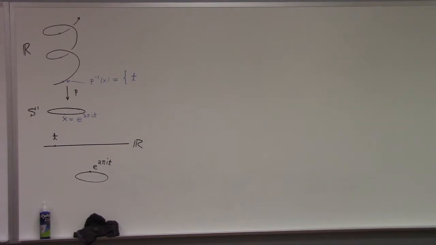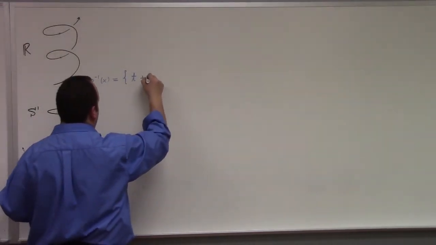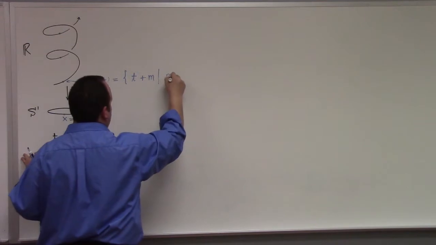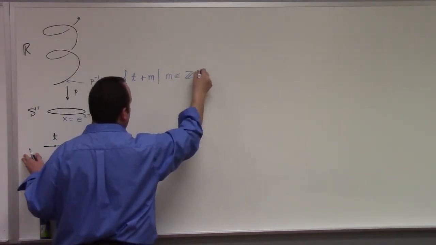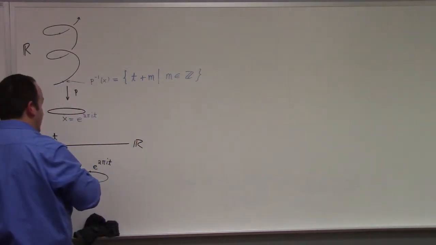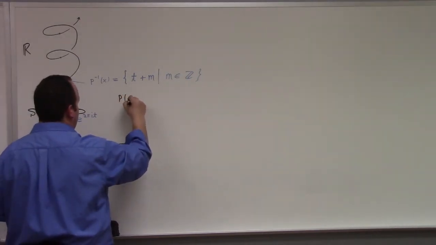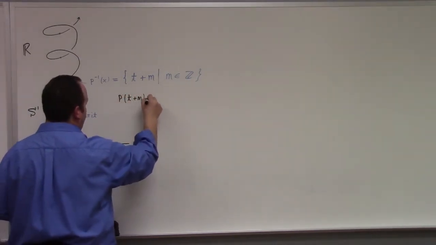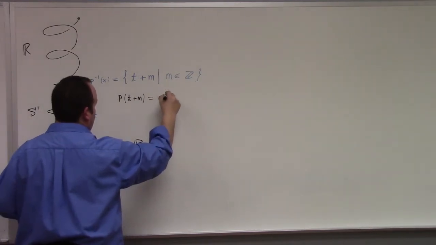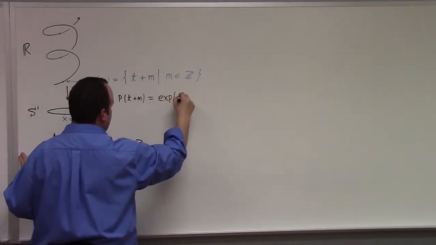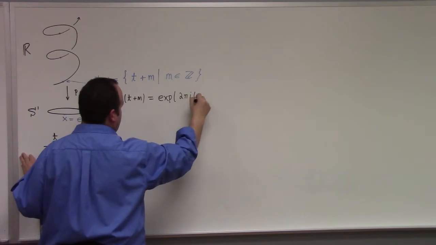That's the thing, if we had e to the it, then we'd say t plus 2 pi times the integers. But as it stands, just t plus, let's say, m, such that m is in the integers, right? And here's the proof, if you don't believe me. If we do p of t plus m, what do we get? The exponential of 2 pi i times t plus m, right?